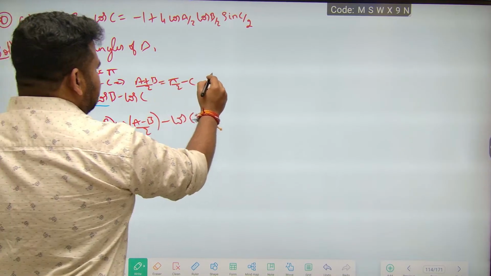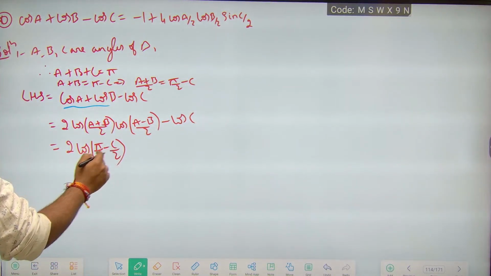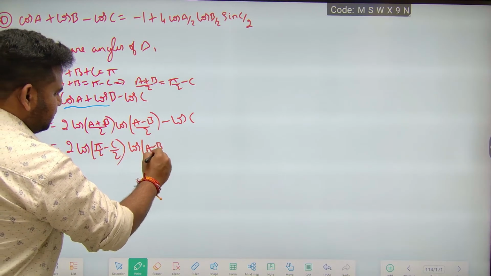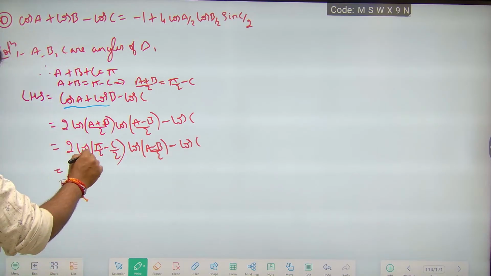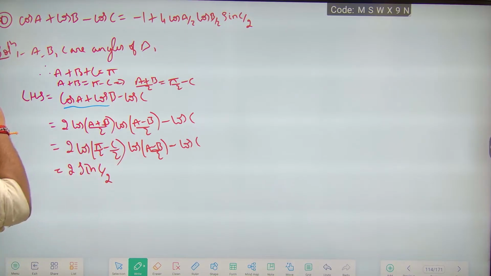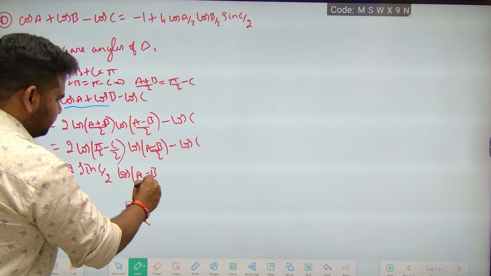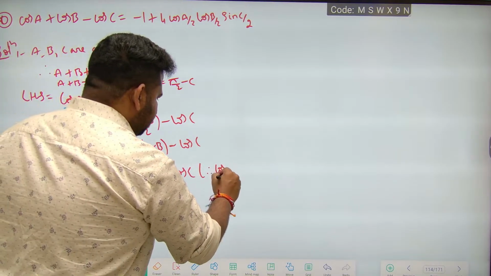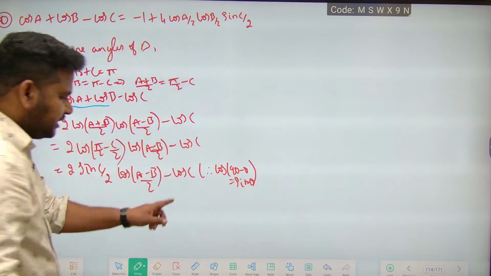Okay, let us keep it as it is. Now pi by 2 minus C by 2. So this will become 2 cos of (pi by 2 minus C by 2), which is 2 sin C by 2, into cos of (A minus B) by 2, minus cos C. The reason is cos of (90 minus theta) is sin theta. That's it. Now look at this, cos C is there.